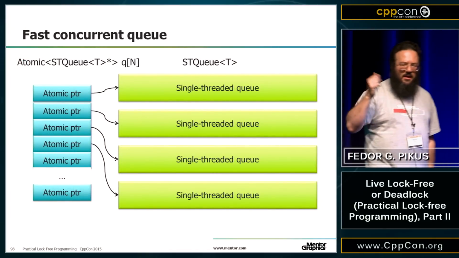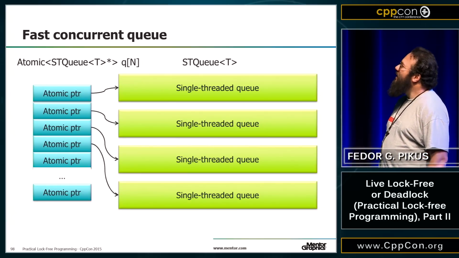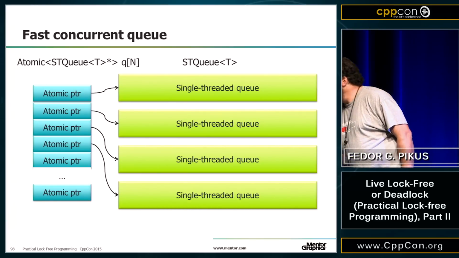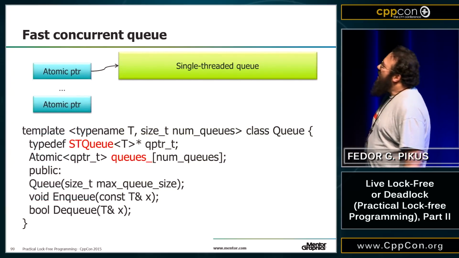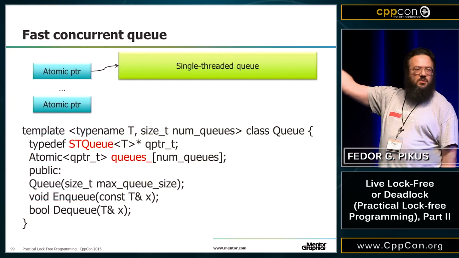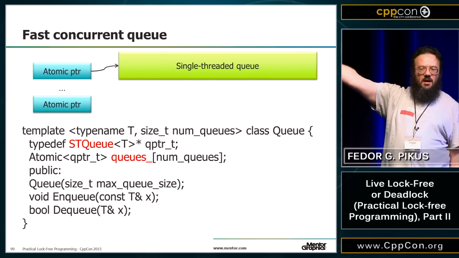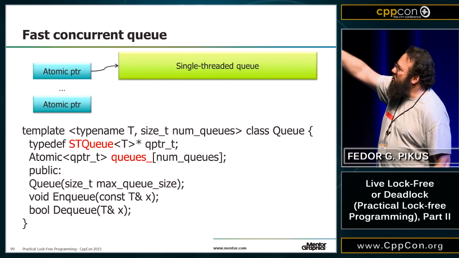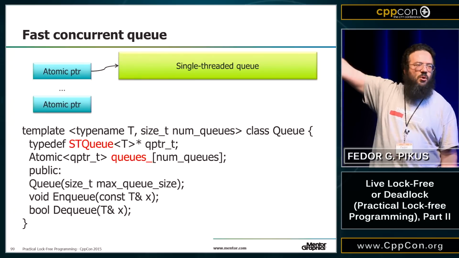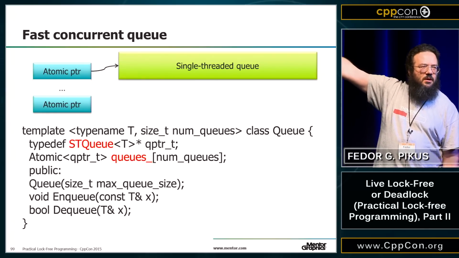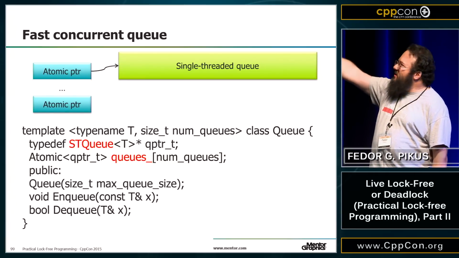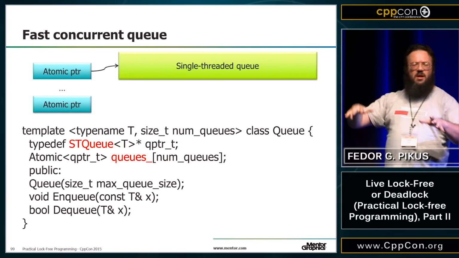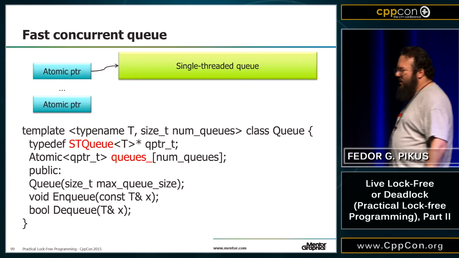How about this one? An array of atomic pointers pointing to single-threaded queues. When you want to enqueue something, you get one of the pointers from that array of atomic pointers, and you do it by atomic exchange, which means you reset it to null. Now you own the queue. Now that queue is a single-threaded queue. You own it. Nobody else can touch it. You can do whatever you want. You put the value in. There is no race condition anywhere there.